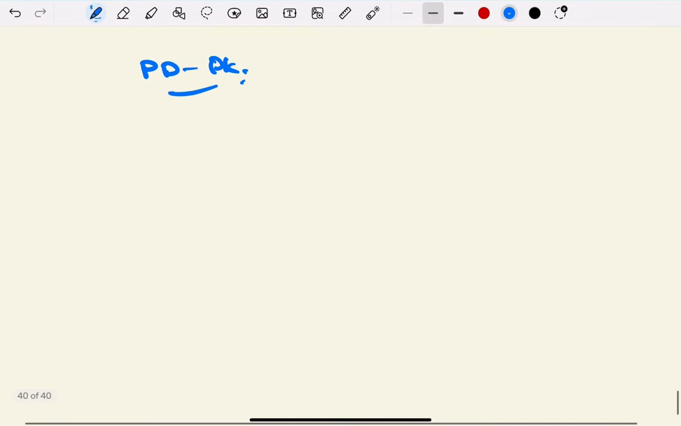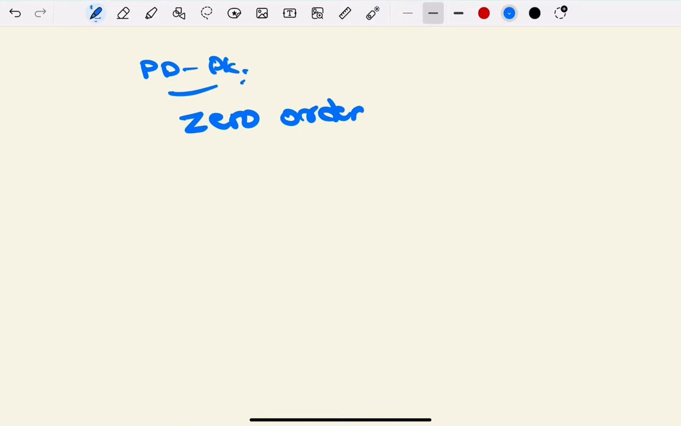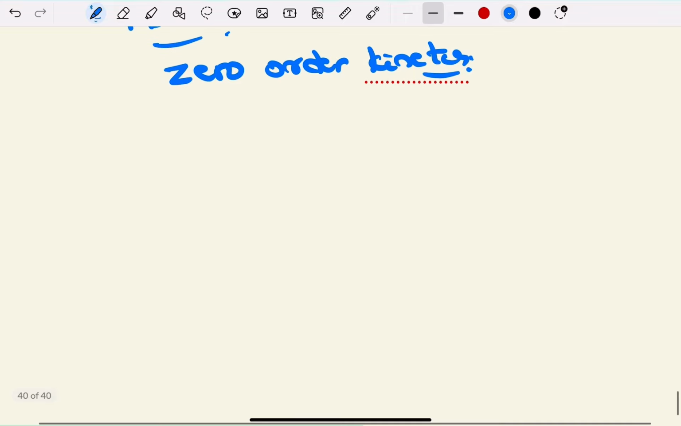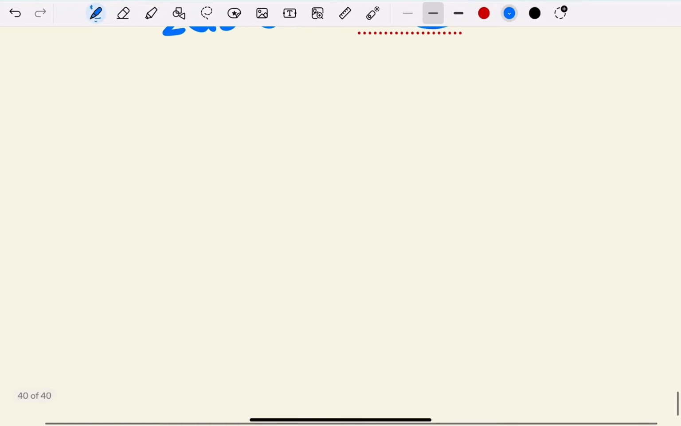It acts by zero order kinetics. What do I mean by zero order kinetics? Zero order kinetics means a fixed fraction of drug is metabolized. Like if you give 100 mg of phenytoin, every time 20 mg is metabolized. So in 100 mg, every time 20 mg is metabolized. This is zero order kinetics, or a fixed fraction of drug is metabolized.